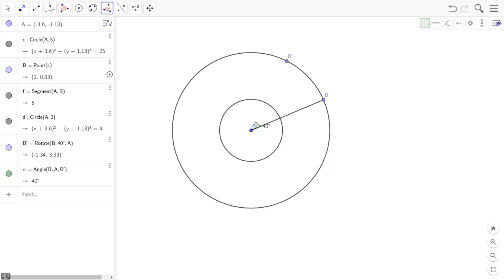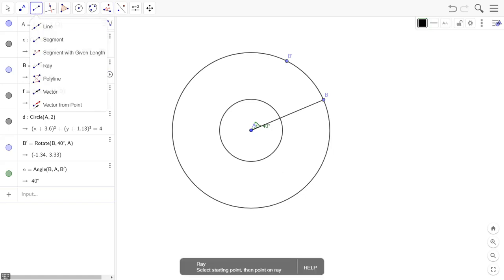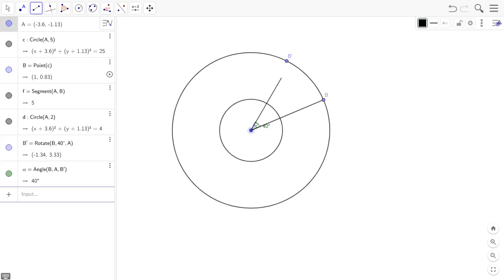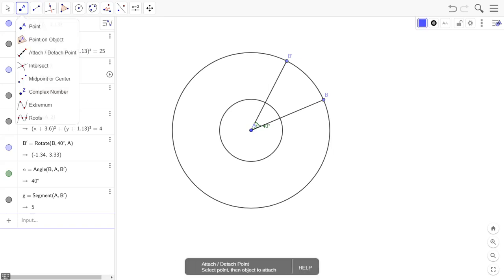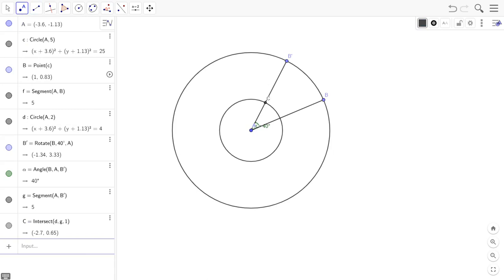So let me get this point B prime out here that we don't really need. But we have our angle A at 40. So let's get a segment that goes out to B prime so we can have that leg going out here. Bam, nailed it. And this intersection right here, that is 40 degrees from angle A, or from segment AB, is going to be point C because it's 2 units away from A. So we're going to go ahead and drop a point right on that guy. So we get point C.